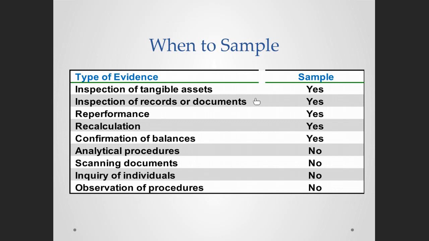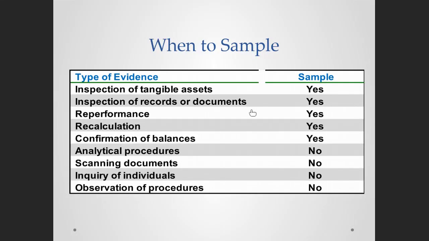The second is inspection of records and documents. When we say that, we mean items such as checks and invoices and sales orders, right? Those things are in the thousands, and we cannot inspect all of them. So we have to take a sample of those documents, and we inspect the sample to come to our conclusion.